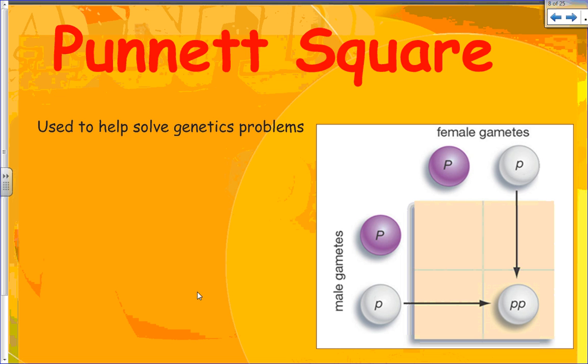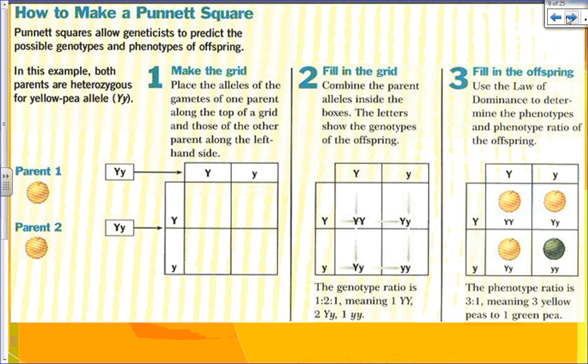Punnett squares. Punnett squares are an important part about genetics as they're used to help solve genetic problems. And we'll be going into more detail on Punnett squares when we look at the various crosses. But as a basics, you can read through this to sort of understand.